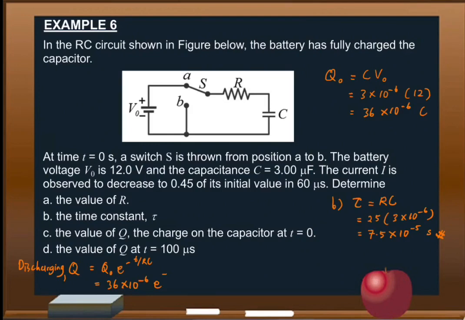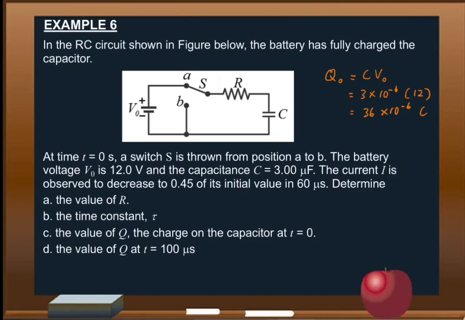and then we have the time, which is 0, and R and C. So 0 divided by R and C, we get 0 as well. And this will be equivalent to 1. So your final answer will be 36 times 10 to the power of negative 6 coulomb.